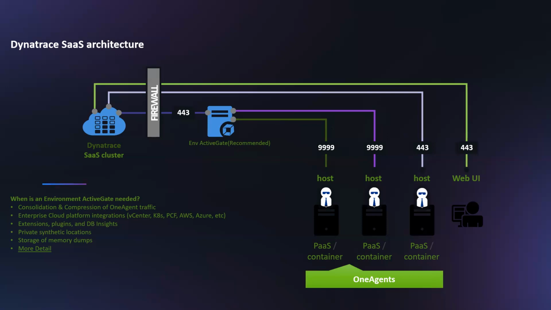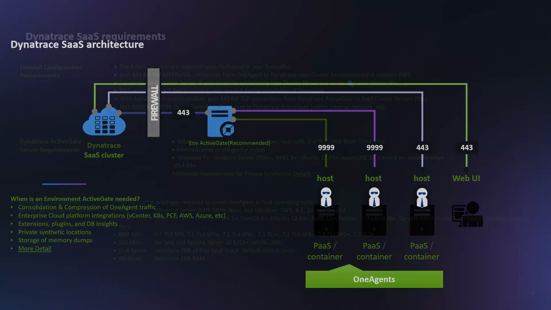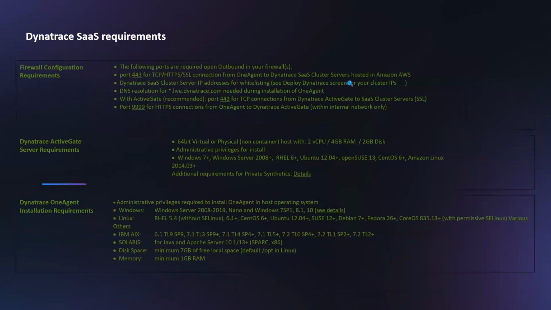Okay, is that clear? Dynatrace SaaS architecture. Any doubt? Yes, no. Okay, thank you. Now, this is the firewall configuration that we already discussed: port 443 is required. It is required for TCP, HTTP, SSL connection. Make sure that to install OneAgent, you should have root access.